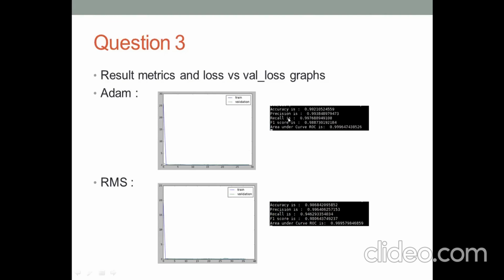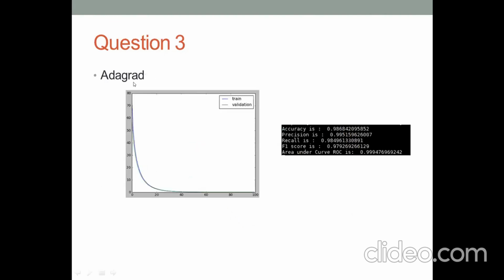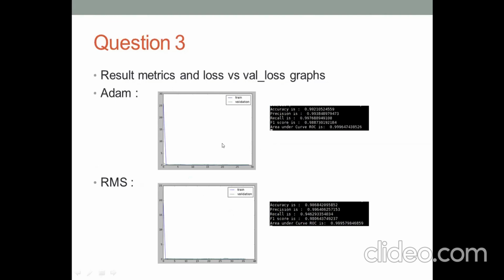Can you go to the next slide? Yeah, so this is 992, this is 986, this is 984, this is 905. This is the worst one. Adadelta is the worst one. Adamax is kind of perfect. And adequate. Okay, looks like the best one is Adam for the time being. Yeah, the best one is there.